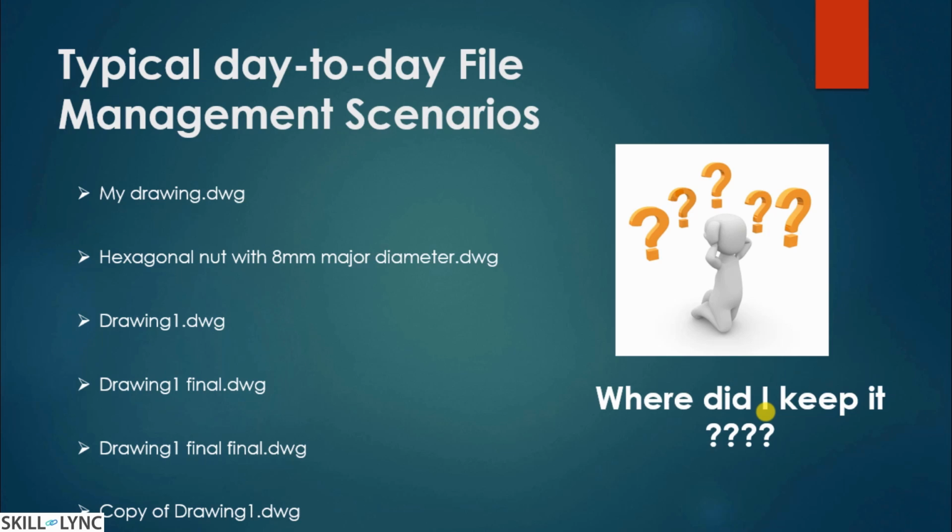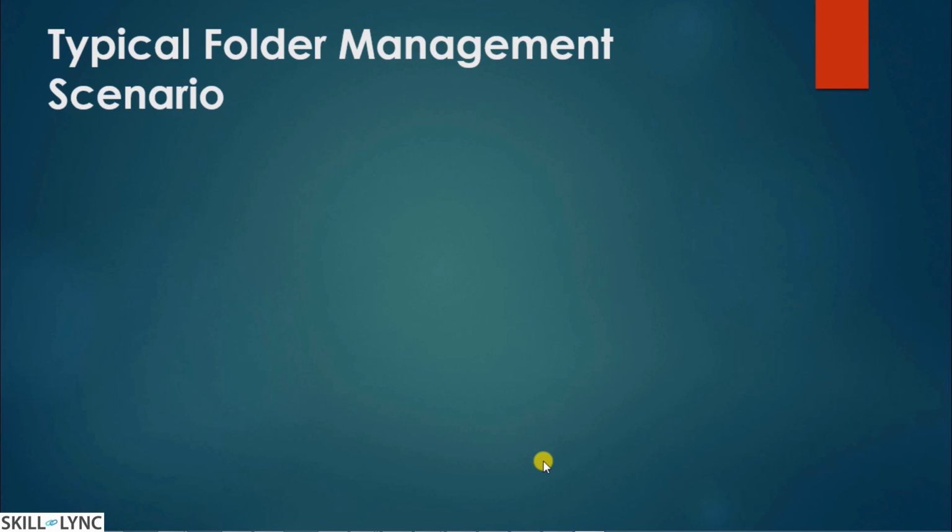Or finally, even if you search for it, you have spent a lot of time to retrieve just a file, but you do not know whether that file is the required file or not, because you are just going by the name. Because if your typical naming is of these kinds, then it's again difficult to search for the required file. So again, where did I keep it? That's where your folder management strategy comes in. So we look into typical folder management scenarios.